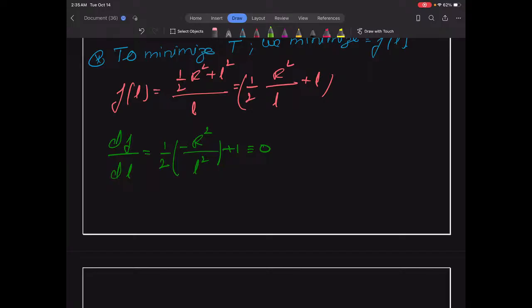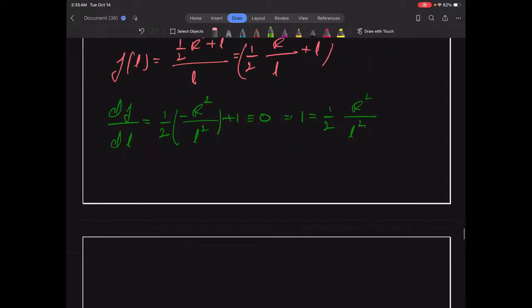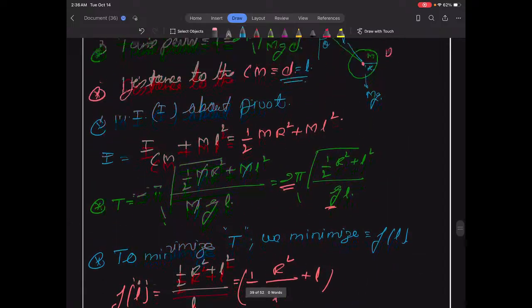So we can write this as 1 is equal to 1 by 2 r square upon L square, and 2 goes on the other side, therefore we get L is equal to 1 by square root of 2 times r. So this is our value of L that is going to minimize our time period, as was asked.